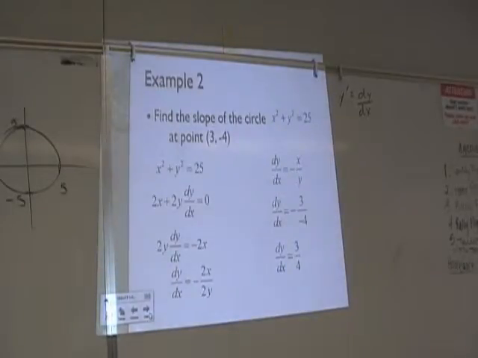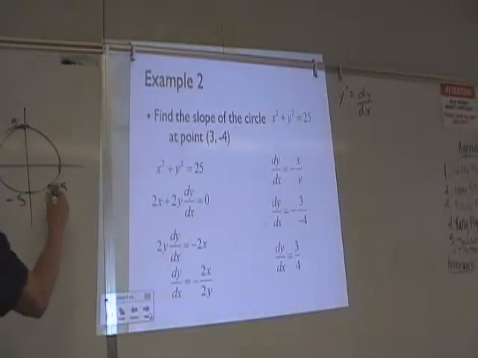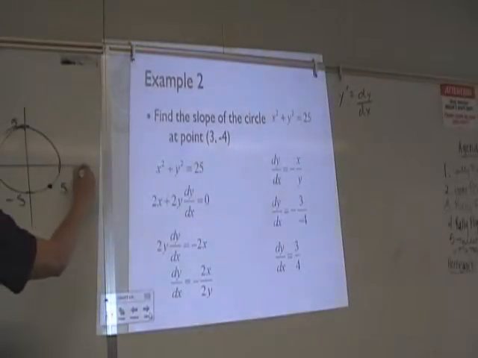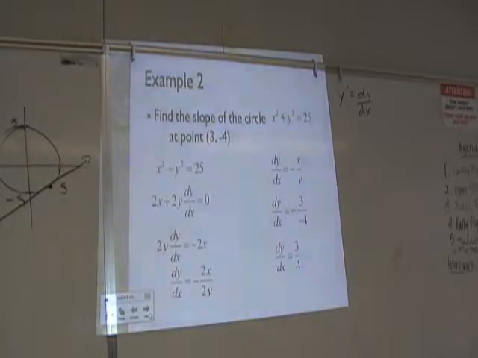Because we found the slope of the circle at a specific point, we should be able to draw a tangent line at that point. Alright, so this is what you should get. So there's (3, negative 4). We just found the slope of the line of this circle at that point. So the slope of the line is 3 over 4. So you should be able to go up 3, to the right 4. There's your tangent line.